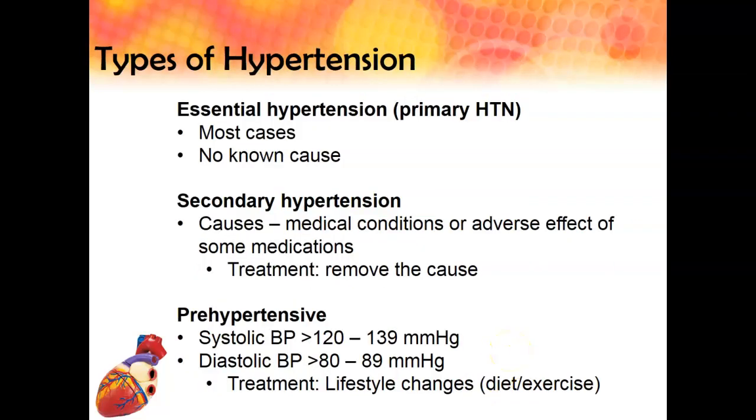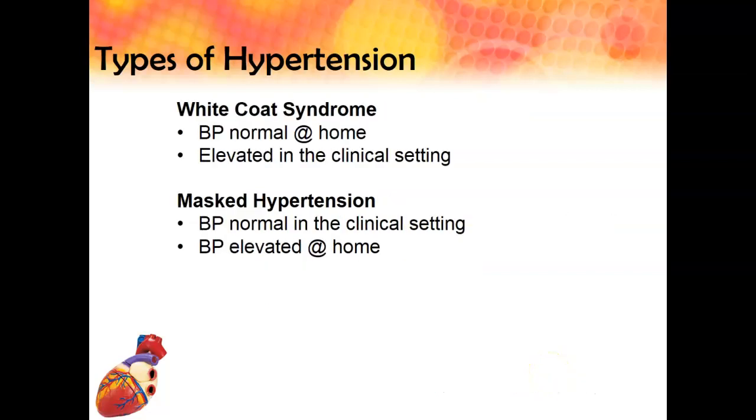There are different types of hypertension. You have essential hypertension, which is considered primary hypertension. This accounts for most cases, and there's really not always a known cause. Secondary hypertension is a result of something else. It could be a medical condition or an adverse effect from some medications, and sometimes the treatment is simply removing the cause. People who are pre-hypertensive, which falls in the systolic range of 120 to 139 and diastolic range of 80 to 89, often have lifestyle changes as the first step of treatment. That means modifying diet and exercise.